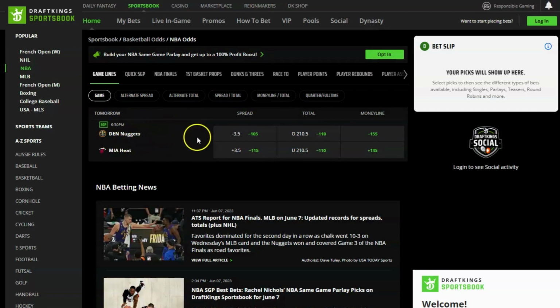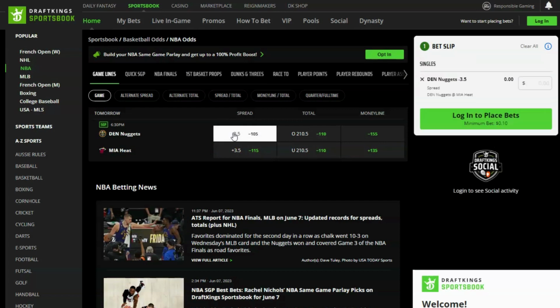Okay, so on the point spread, the -3.5 means that if you take the Nuggets, you highlight it and say, okay, I'm going to put in $50, and then you place that bet. What this means is the Nuggets have to win by 4 points or more. You see that 3.5? That half is called the hook. It's very important, because if the final score ends up 103-100, Miami with +3.5 would have won by that half a point, or that hook.